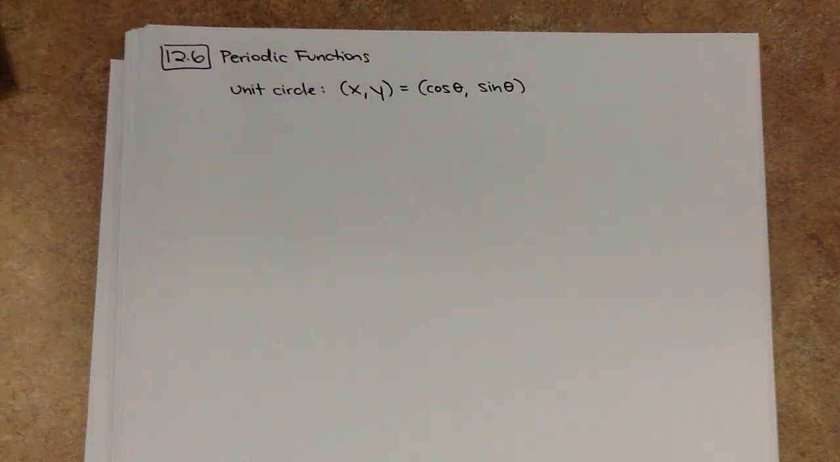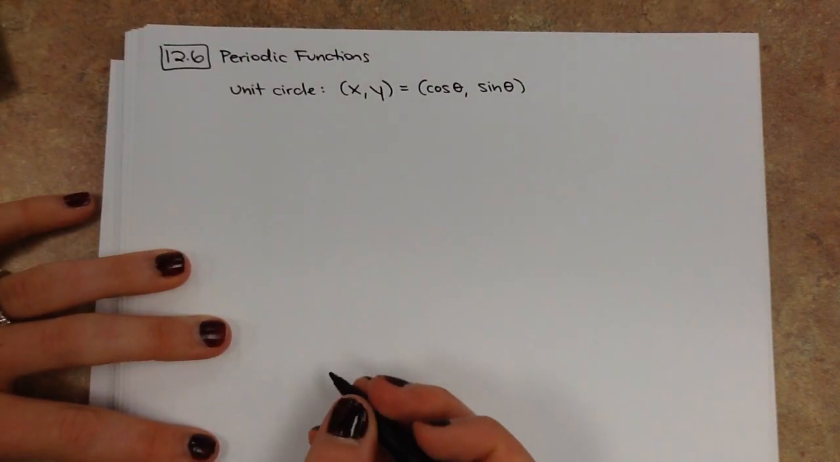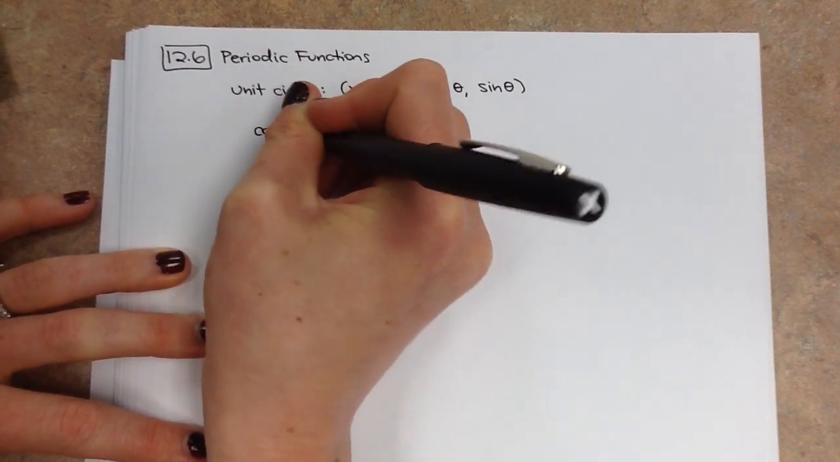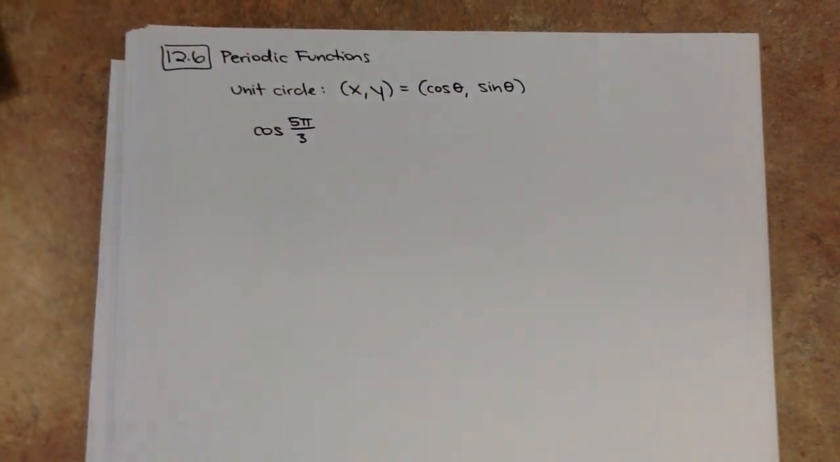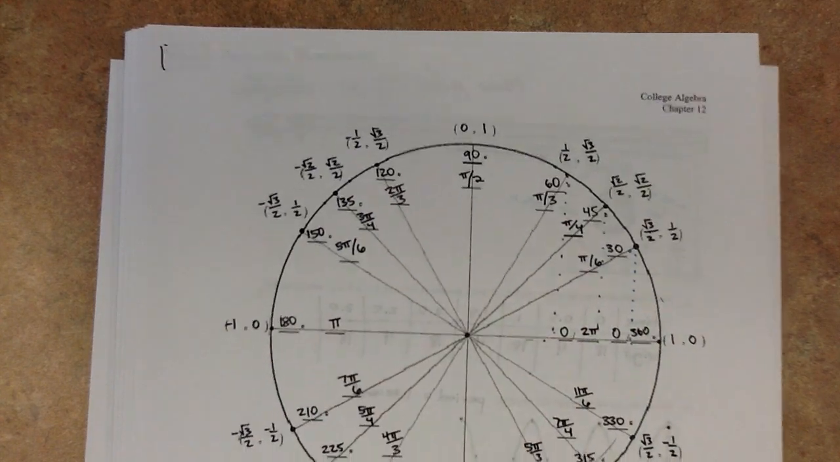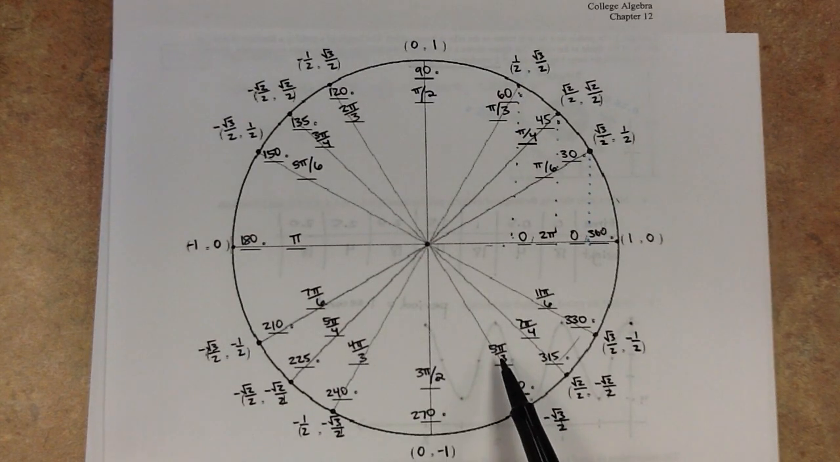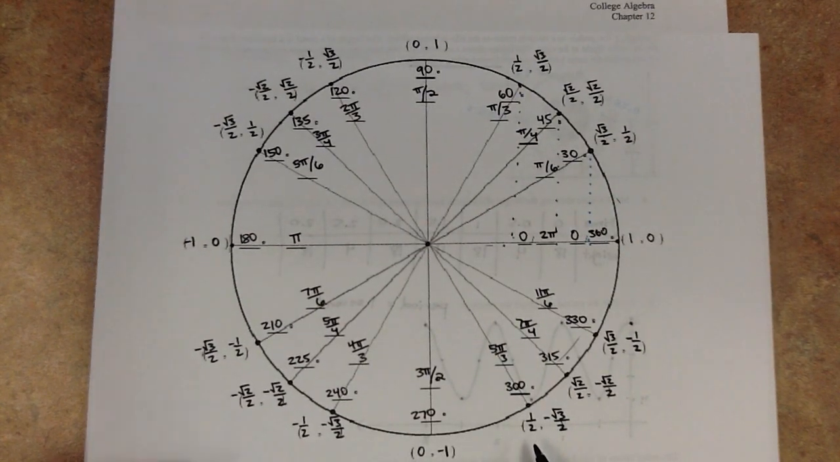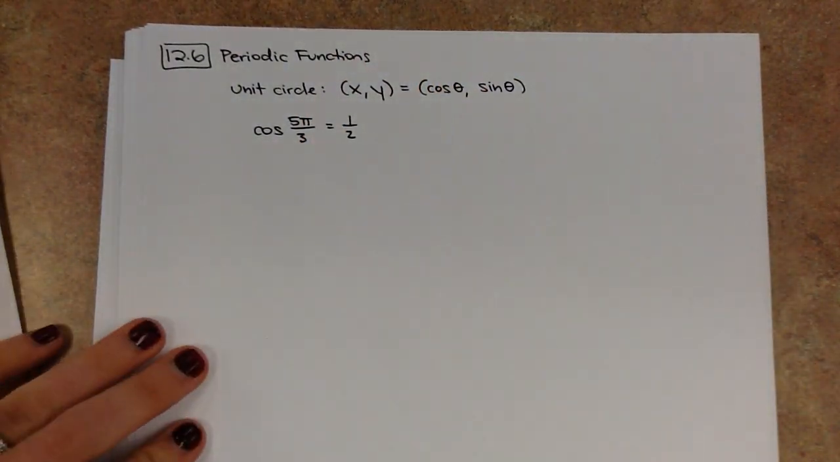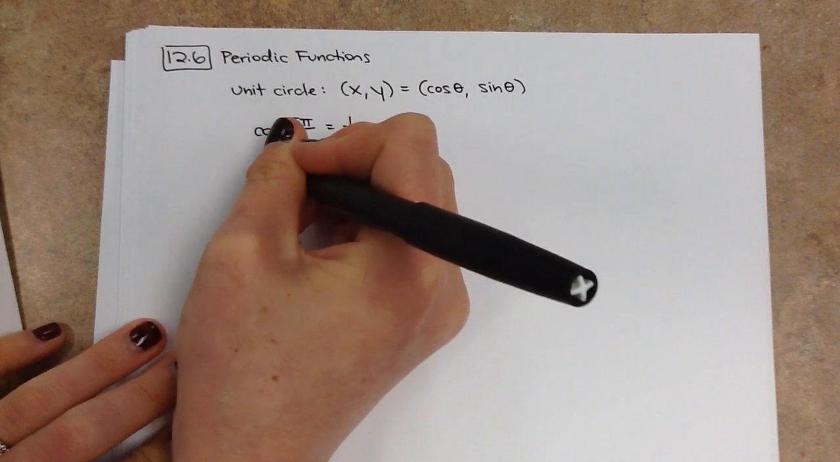So for instance, based on the unit circle, I could ask you to find the cosine of 5π/3. If I asked you to find the cosine of 5π/3, all you need to remember is that cosine is the x value. So you find 5π/3, here it is. Cosine is the x value, so it's 1/2. And then just like I was talking about, tangent's a little trickier.